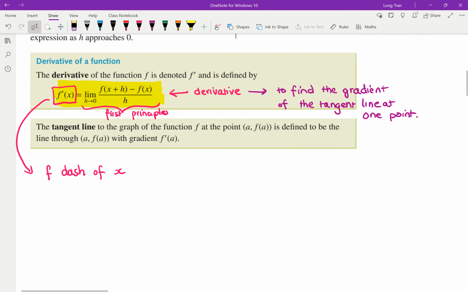I'll keep reminding you that every time you find the derivative, I'll ask you, what are you doing? Okay, to remind you that all you're really doing at the end of the day, no matter what curve you get, is looking for the gradient of a tangent line at that particular point. Okay, which links back to 16D, instantaneous rate of change.